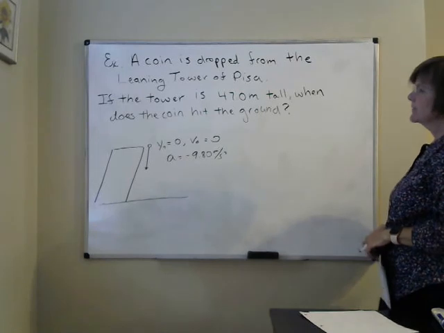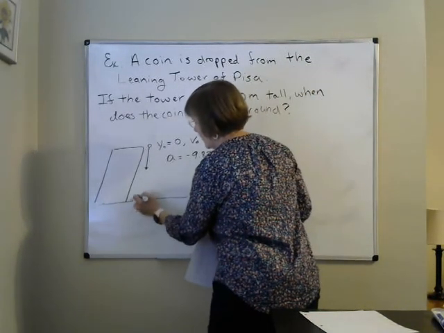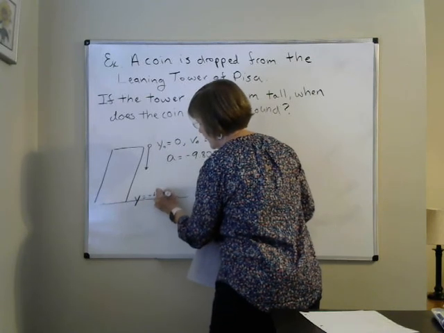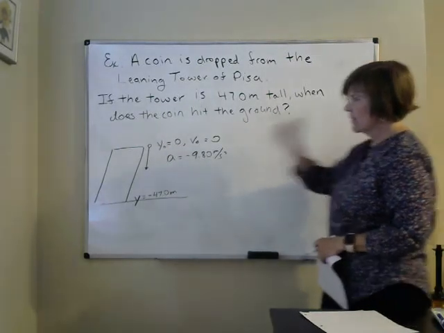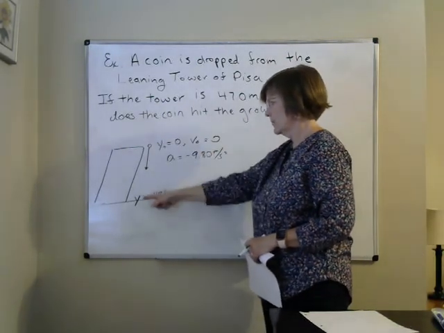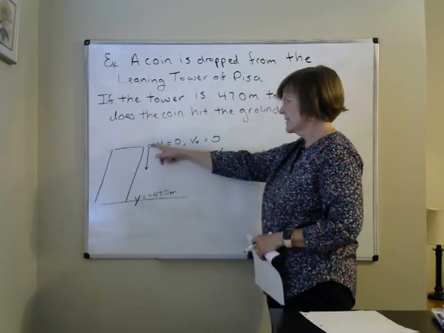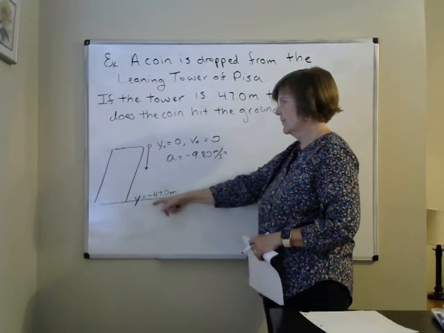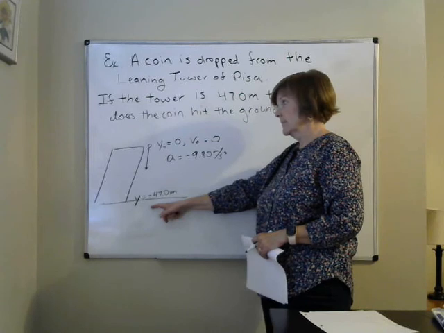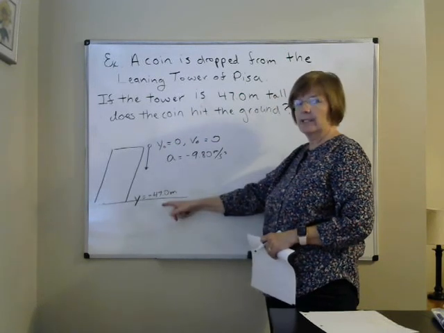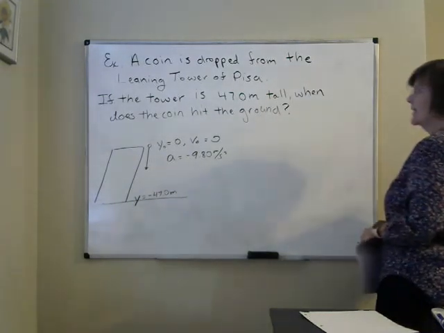Well, if it's 47 meters tall, then when it hits the ground, y will equal negative 47.0 meters. Now, I could have started with positive 47 here and this is 0. It actually comes out the same either way. If this is positive 47 and this is 0, from here to here is a loss of 47 meters. If this is 0 and this is negative 47, here to here is a loss of negative 47 meters. It's the same thing.